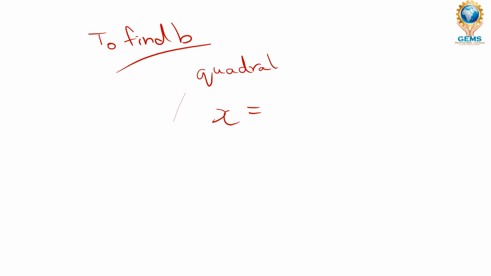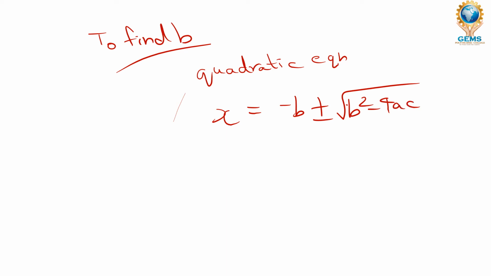In order to find this d value, you should use the quadratic equation: x is equal to minus b plus or minus root of b squared minus 4ac, divided by 2a. The values of a, b and c will be mentioned in the next slide. For your reference, you can come to the next slide and see that.